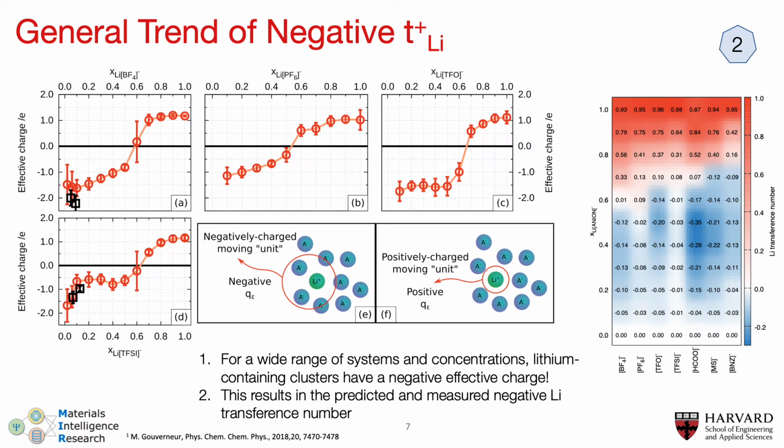As you can see, the effective charge of lithium is negative and goes slowly to positive for higher concentrations of lithium atoms. On these plots, you can also see a couple of black squares, and those are experimental measurements using electrophoretic NMR, again from the Monika Schönhoff group. And as you can see, we find excellent agreement between our results and the experimental results.